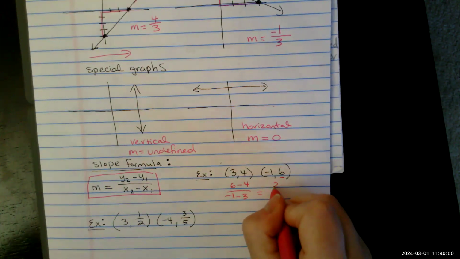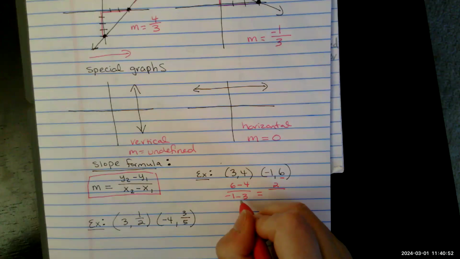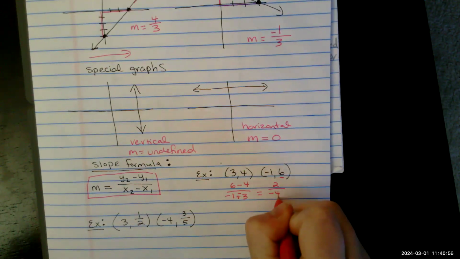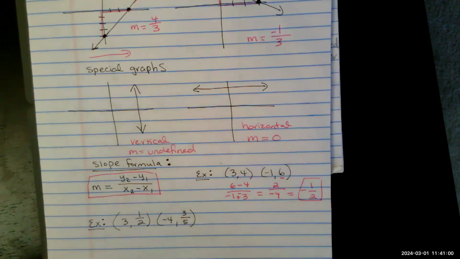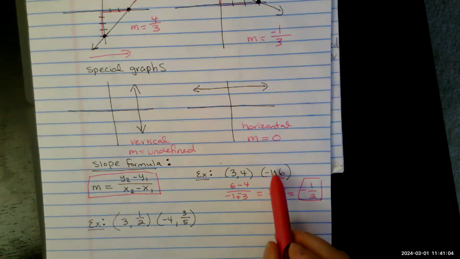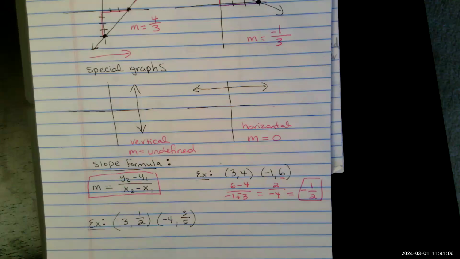6 minus 4 is 2. -1 minus 3 is like -1 plus a -3, so it's -4. And then always try to reduce if you can. So what this means is if I were graphing this, I would start with a point and then I would go down 1, right 2, down 1, right 2.